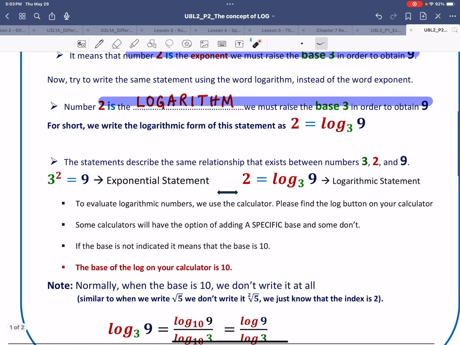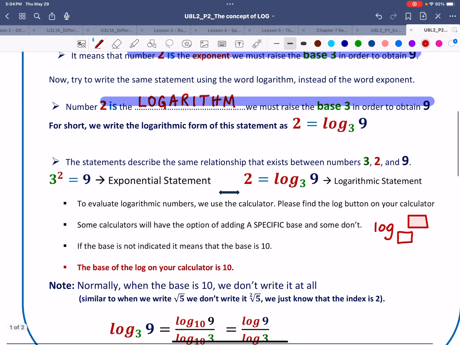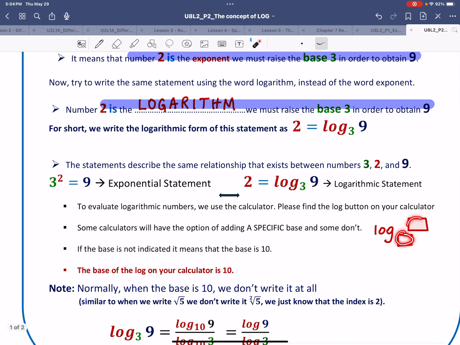Now, on some calculators, we have the option of adding a specific base. So for example, they would appear like this. When you press log, the calculator will immediately show that little box that allows you to put a specific base in, but some don't. If you have a small little box at the bottom and another one here, that means that you can enter any base you wish. But if you don't, it means that you're not allowed to change the base, and the base will automatically be equal to 10. So when we don't write the base of the log term, we automatically assume that it must be a base of 10.